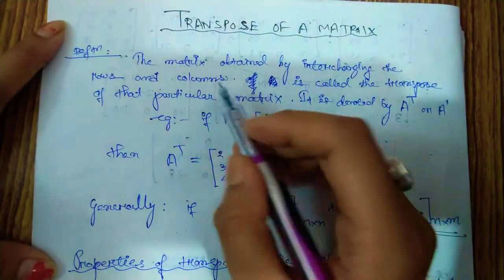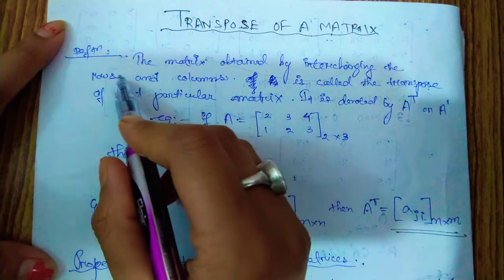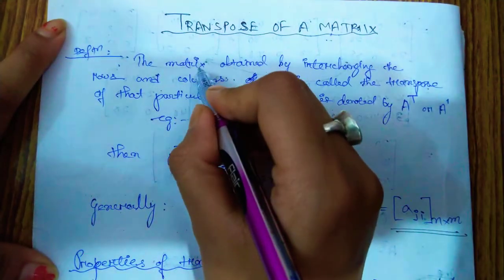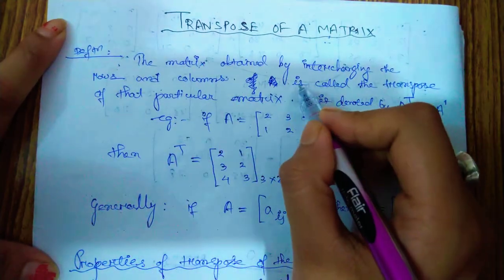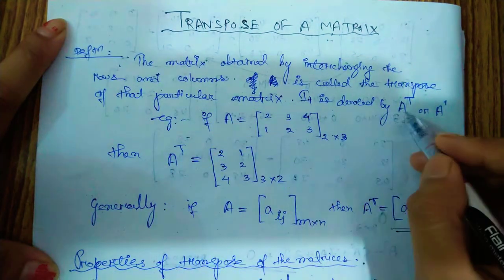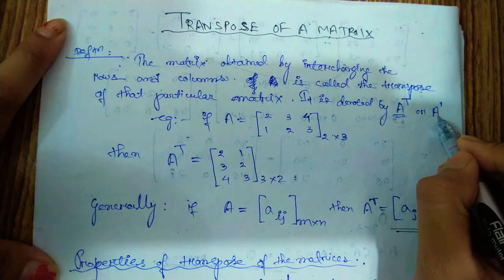Good evening. We discuss transpose of a matrix from chapter 3. So here is the definition. The matrix obtained by interchanging the rows and columns is called the transpose of that particular matrix. It is either denoted by A^T or A bar.